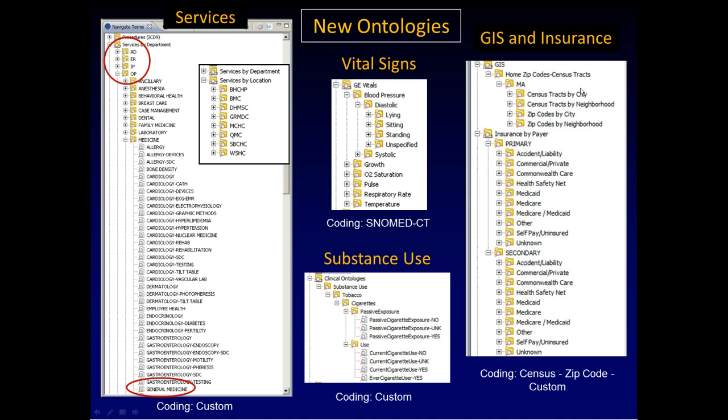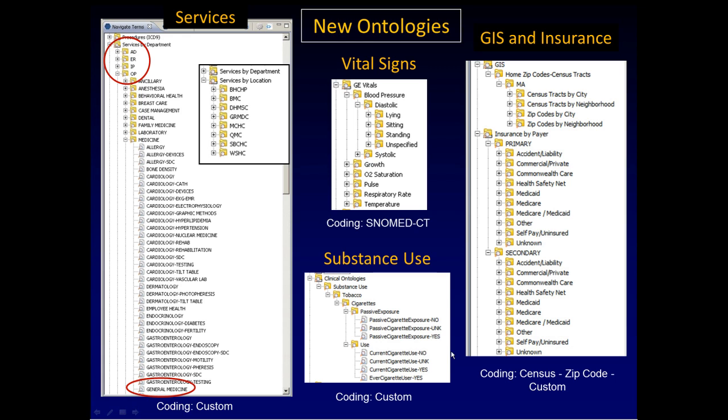We also mapped addresses to GIS codes, both census tract and zip code, of residence at the time of the visit using our registration system and some GIS software. So we're able to know where people live at particular times and begin to understand health outcomes by neighborhood and location of residence. For insurance, as I said earlier, we did actually have to come up with our own ontology so that we could better understand the different types of insurances that people have at different points in time.